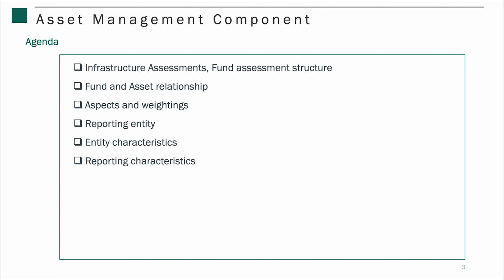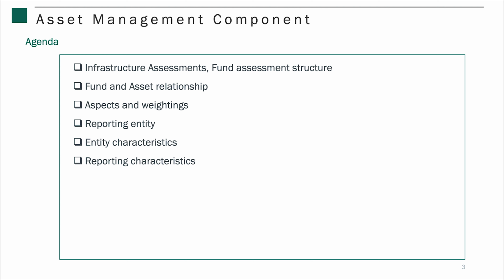Next, we'll look at the aspects and weightings of the fund assessment components and the different types of scores that you can receive based on which components you report. Then we'll walk through the entity characteristics and reporting characteristics and explain how to report these sections.